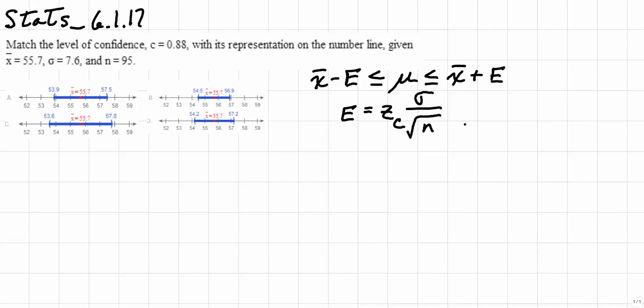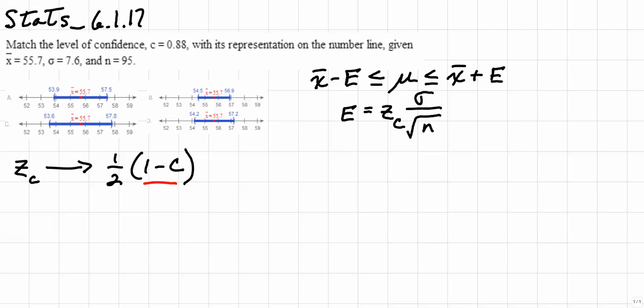Now, to find z sub c for this, we're going to find 1/2 times 1 minus the confidence level that's given. In this case, it's 0.88. And the reason we do this is because the level of confidence C will be the area under the standard normal curve that occurs between our critical values of a negative z sub c and a positive z sub c. So this area right here represents the area outside, and we're trying to find those z values that are going to define the area inside.